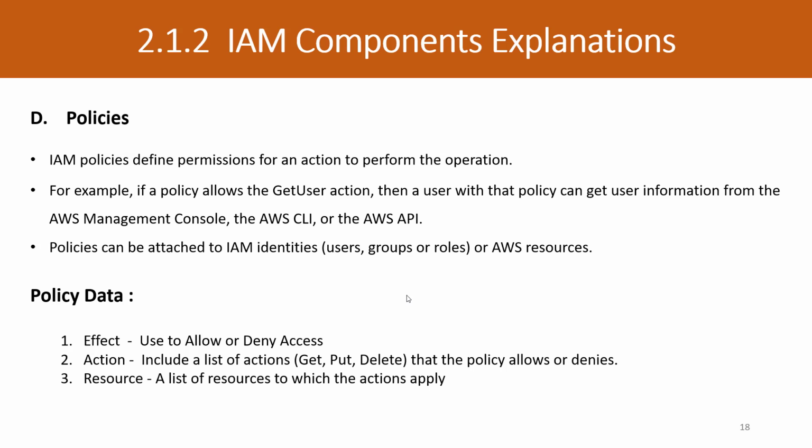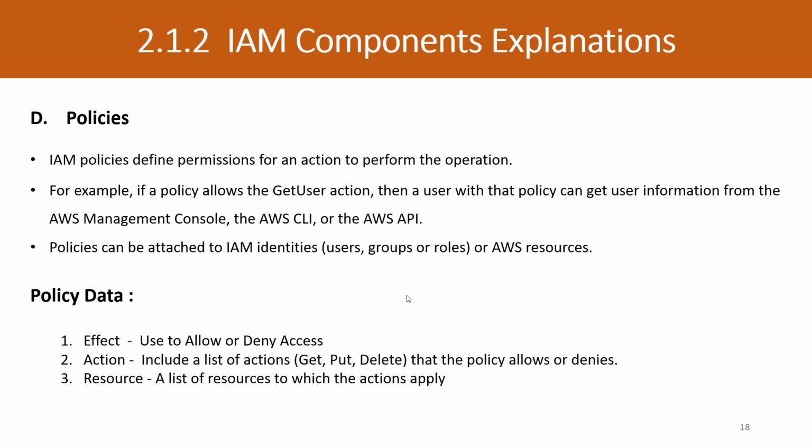So you can see here, an IAM policy defines permissions for actions to perform operations. Basically, there is one user, so you can attach a policy that this user can perform get user actions. That means this user can list all the users through the Amazon console, CLI or API, or this user has read-only access on AWS resources. So this is how you can create the policy, create the permissions, and attach the policy or permission to users, groups or roles.